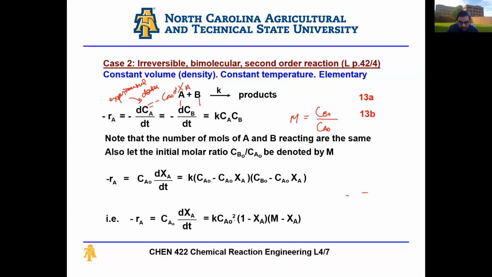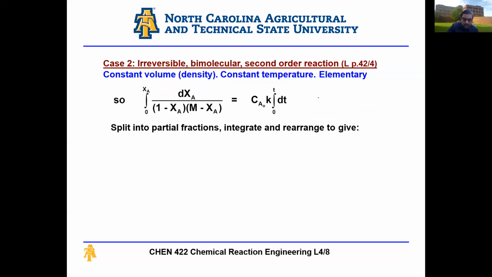If I take CA naught out of the first bracket, I get K CA naught into 1 minus XA. Then if I take CA naught out of the second bracket, I get CA naught into CB naught divided by CA naught minus XA. And if you recall, we said that M is equal to CB naught divided by CA naught. So I just put M here, and these two together give CA naught squared. So I get K CA naught squared, 1 minus XA multiplied by M minus XA.